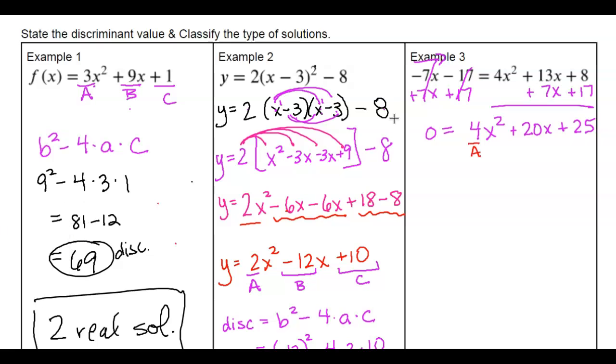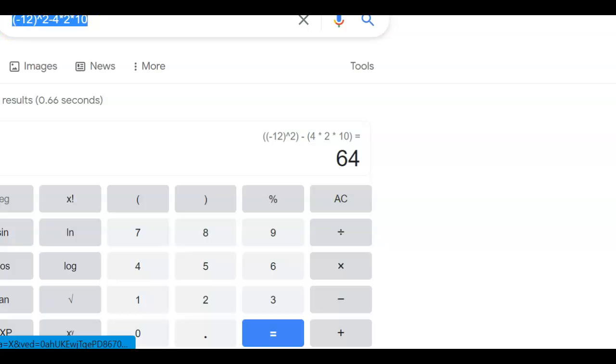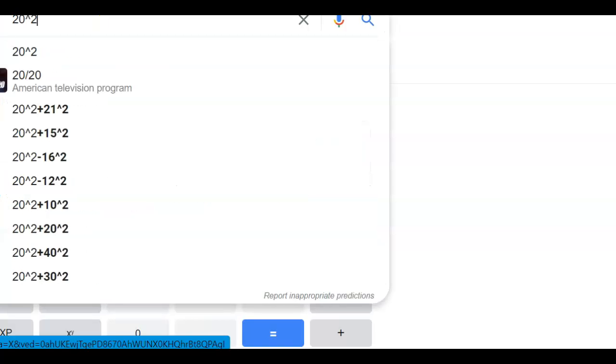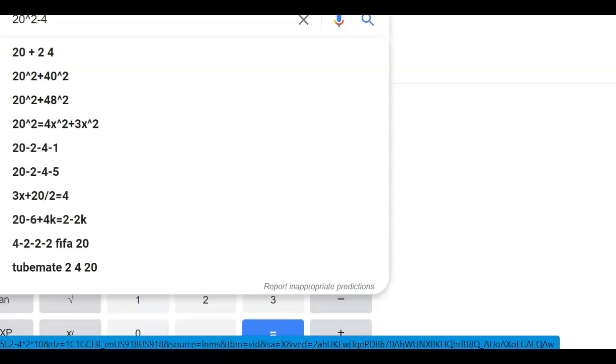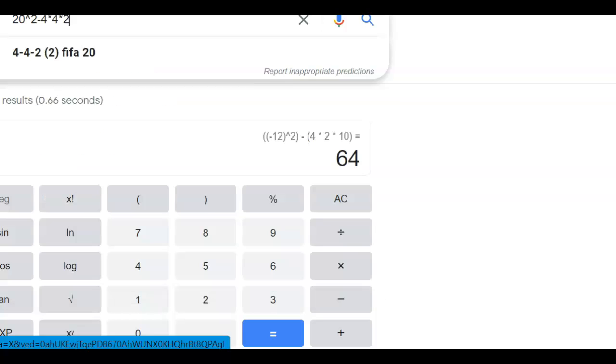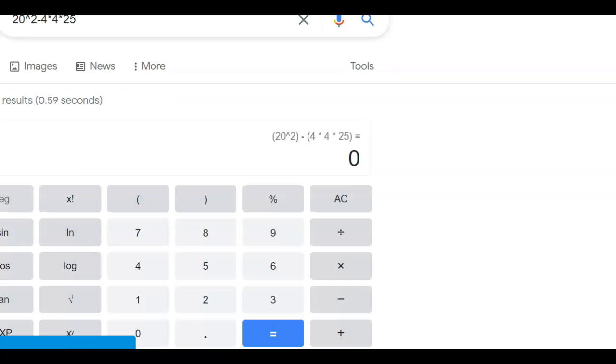So here A is 4, B is 20, and C is 25. So for our discriminant, we get B squared minus 4 times A times C. So 20 squared, 4 times A times C. And I'm going to type that into my calculator. So I get 20, since it's positive, I don't need the parenthesis, minus 4 times A times C. So I ended up with 0.